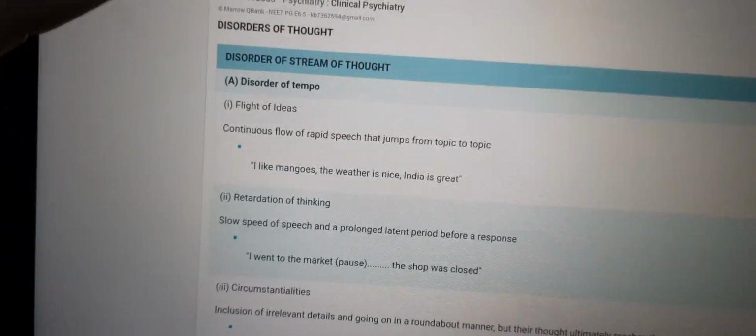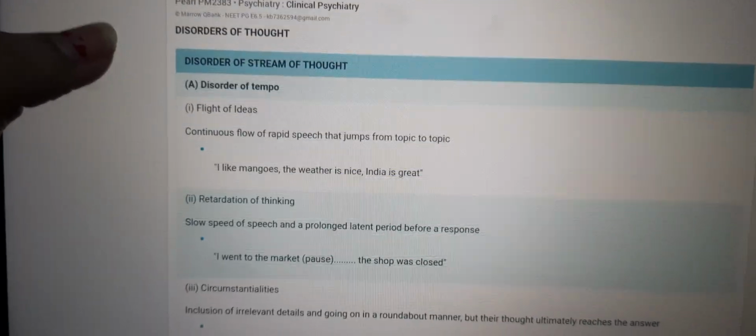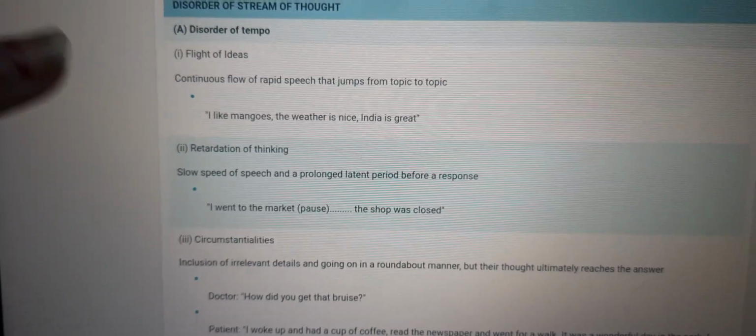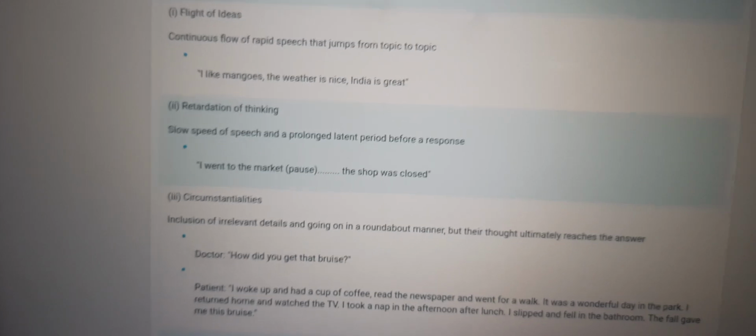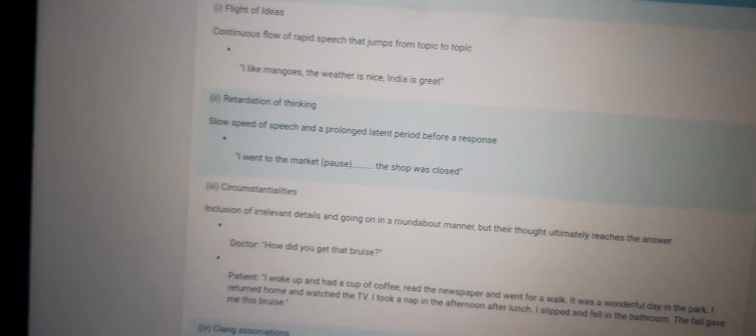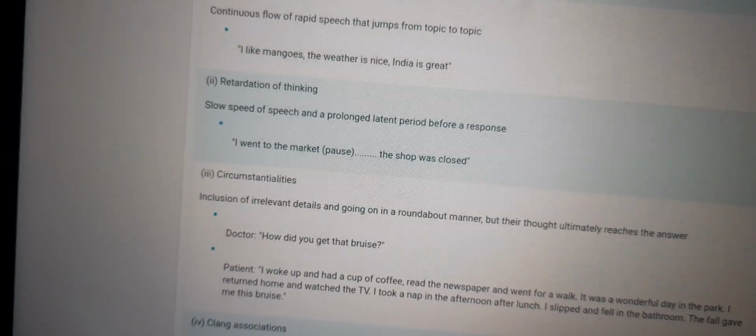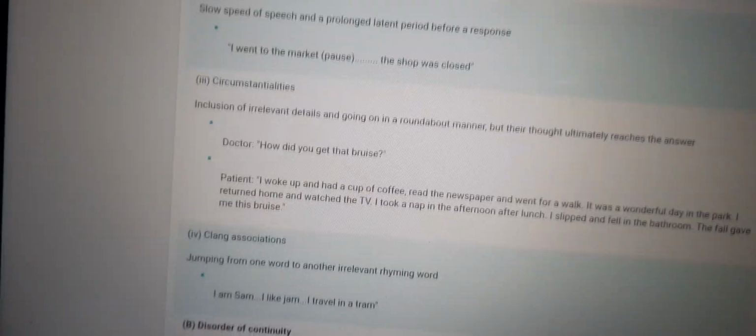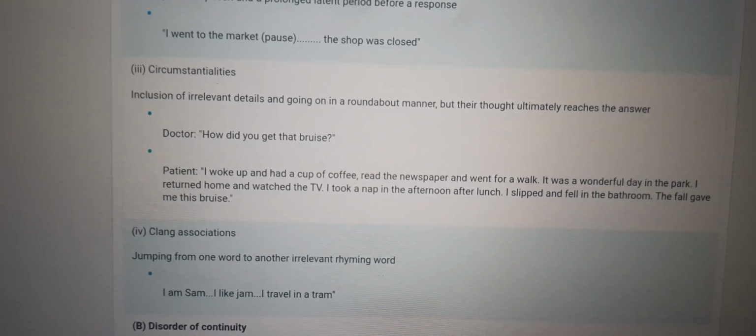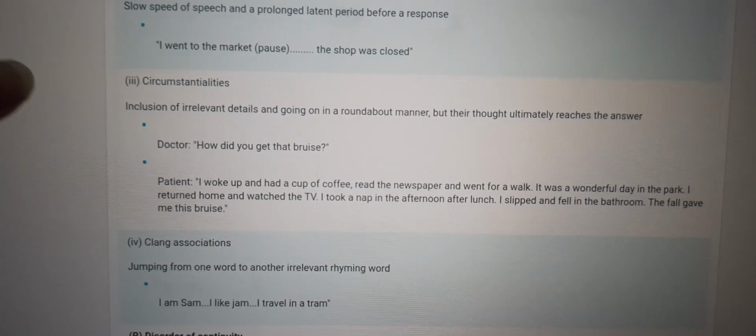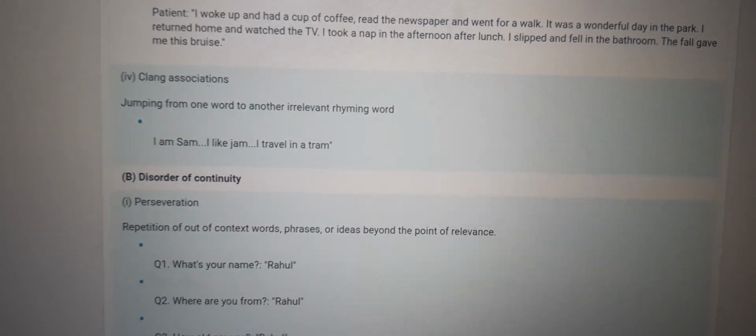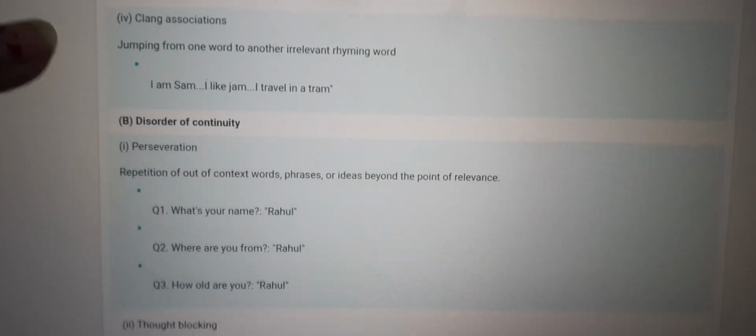Now, in brief, let us study disorder of stream of thought. First we read disorder of tempo, in which we read flight of ideas. It means continuous flow of rapid speech that jumps from one topic to another. Then comes retardation of thinking: slow speed of speech and prolonged latent period before a response. Circumstantiality is inclusion of irrelevant details and going on in a roundabout manner, but the thought ultimately reaches the answer. Clang association means jumping from one word to another irrelevant rhythmic word.